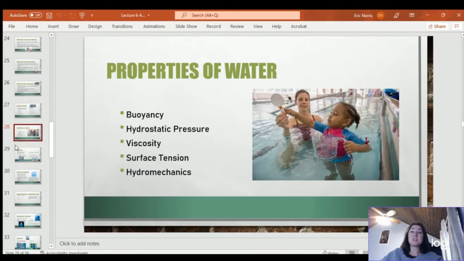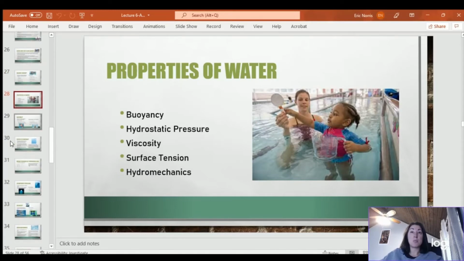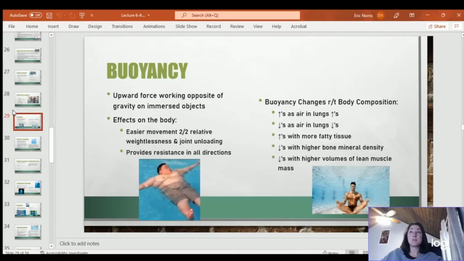Some of the properties of water that help make this possible are buoyancy, hydrostatic pressure, viscosity, surface tension, and hydromechanics, and we'll go into each of those now. With buoyancy, that's the upward force that opposes gravity on an immersed body. The effect on the body is that it's easier to move because it makes you relatively weightless and it unloads your joints. It also provides resistance. Water buoyancy provides resistance in all directions.